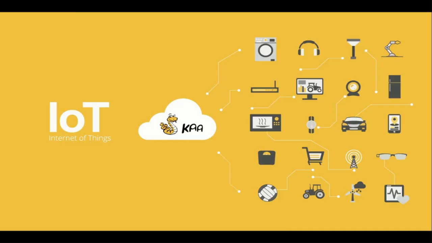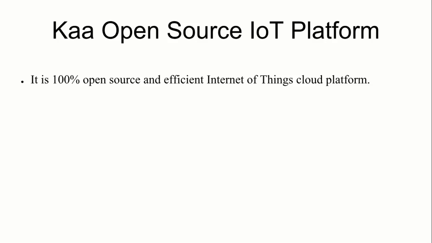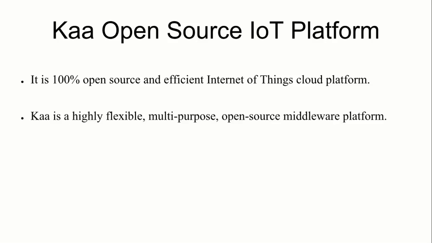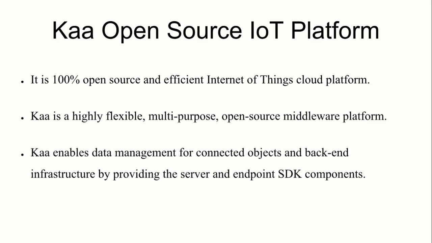Next, we will have a look at the Kaa open source IoT platform. It's an open source IoT platform. Kaa is a 100% open source and efficient Internet of Things cloud platform. Kaa is a highly flexible, multi-purpose, open-source middleware platform. Kaa enables data management for connected devices and backend infrastructure, providing the server and endpoint SDK components.